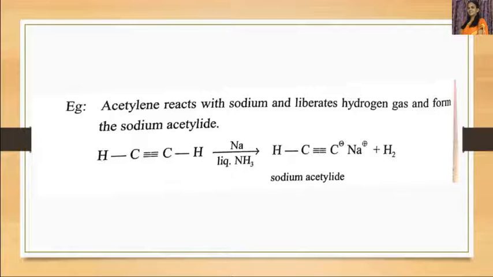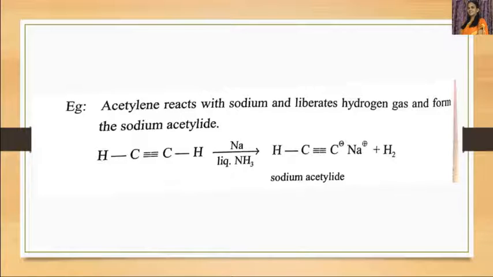Because of that reason only we can say that acetylene acts as an acid. So this H is removed and it is replaced by a sodium atom. Then we get sodium acetylide, which is a salt. In this reaction, if we consider 2 moles of acetylene, 1 mole of H2 gas will be released by replacing one of the hydrogen atoms from acetylene by sodium metal. So sodium acetylide is the salt produced when acetylene reacts with sodium metal in liquid ammonia, liberating hydrogen gas.